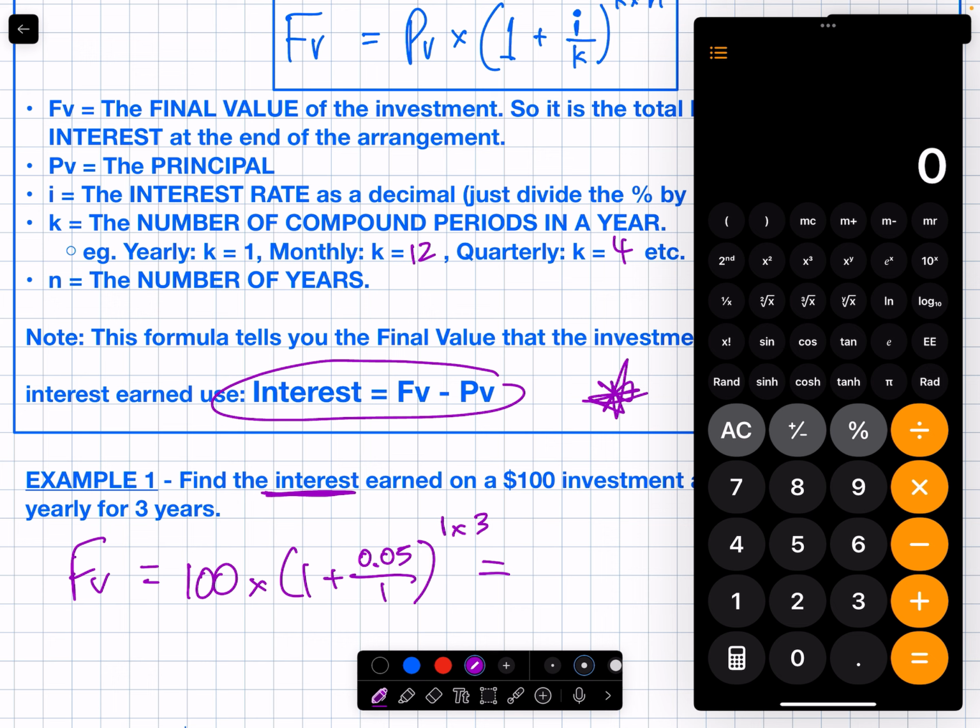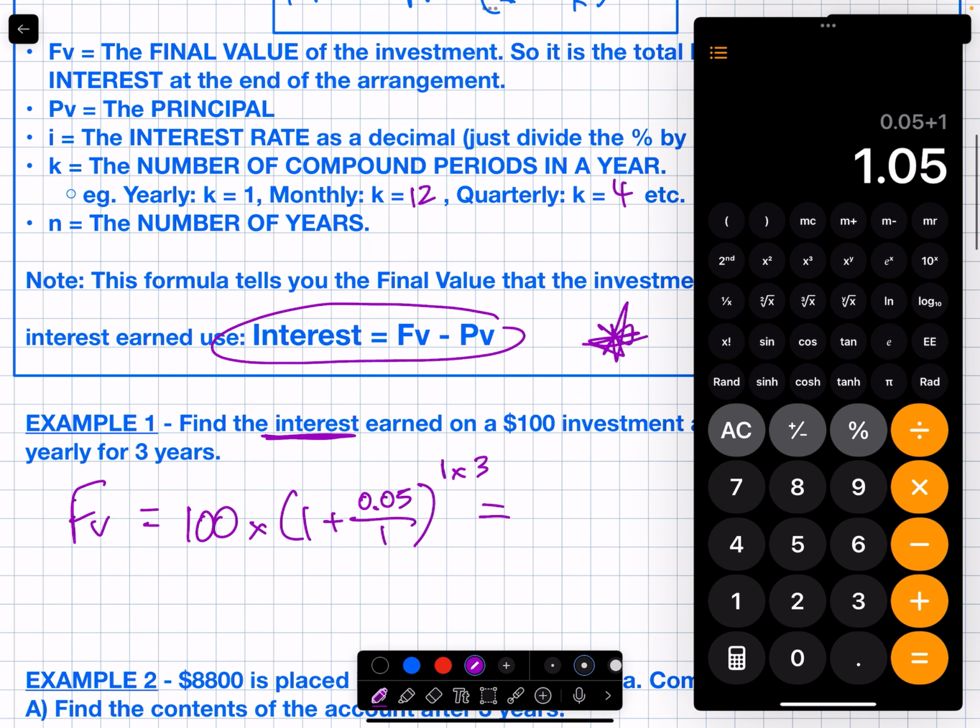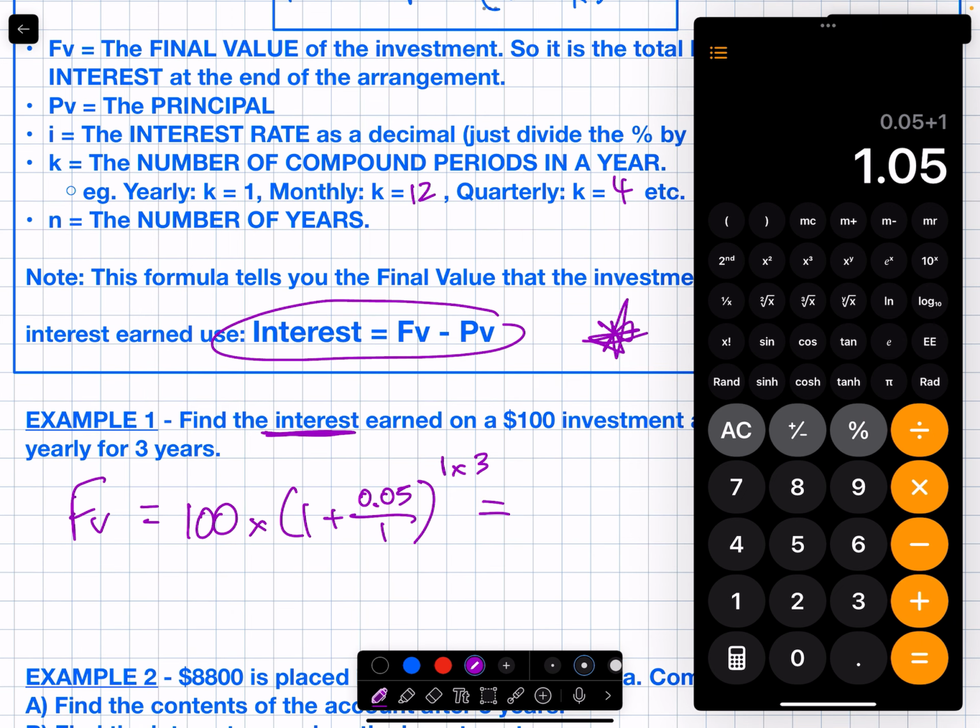So what you'll do, you need to do BEDMAS. You need to deal with the brackets first. So 0.05 divided by 1. I'm dealing with the fraction in the brackets first. Add 1 to it. So it's 1.05 to the power of, what's 1 times by 3? 3. So 1.05 to the power of 3. And then I times it by 100.